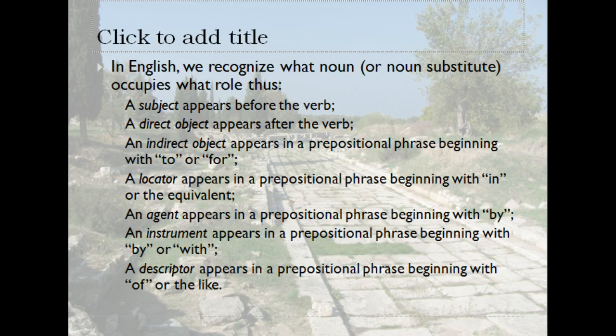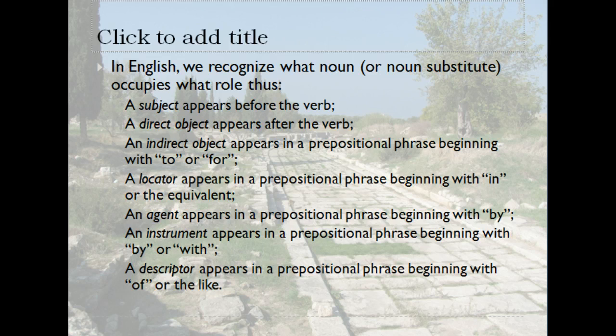A locator, a noun that tells us where the action is happening, shows up in a prepositional phrase beginning with in or on or among or some such preposition. So I threw the ball to my son in the park. We know that the noun park is giving us the location of the action based on its appearance together with the preposition in.